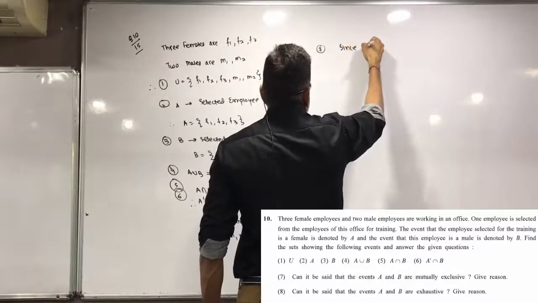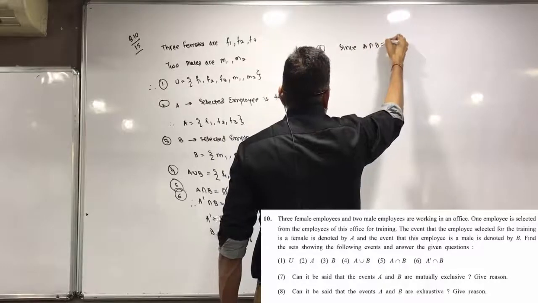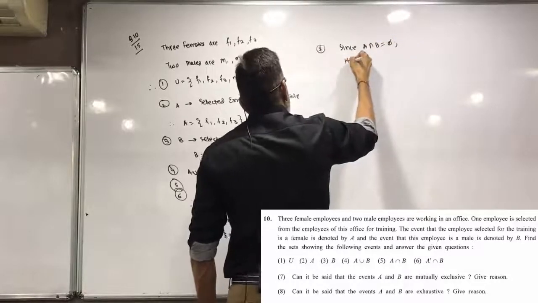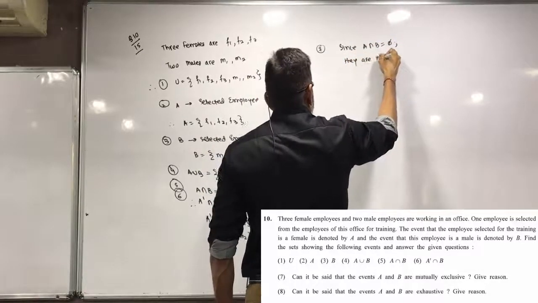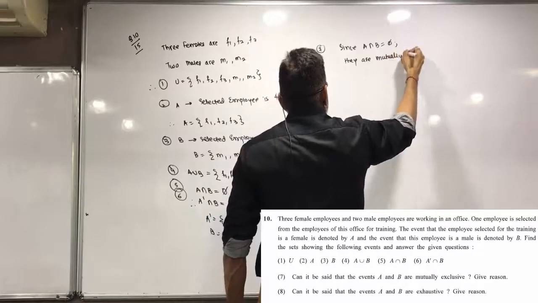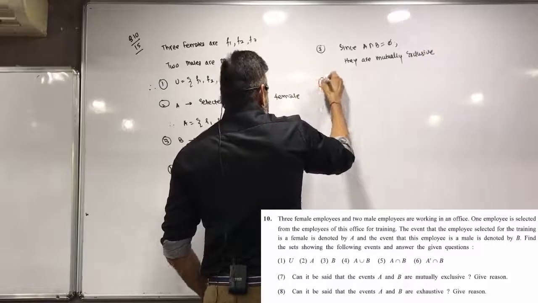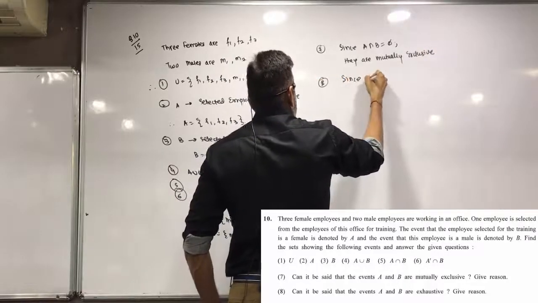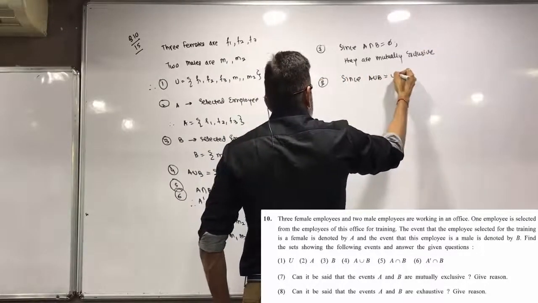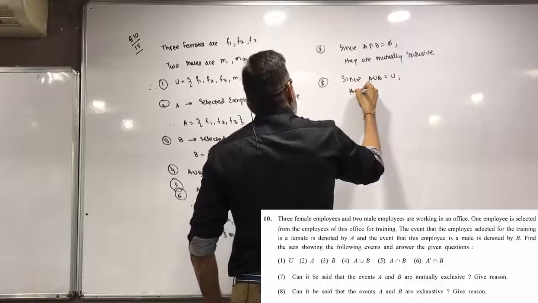7th, since A intersection B is equal to null, they are mutually exclusive. 8th, since A union B is equal to U, they are exhaustive.